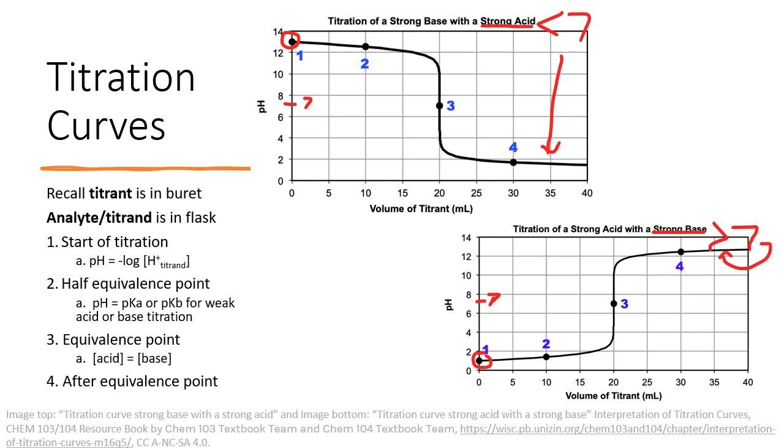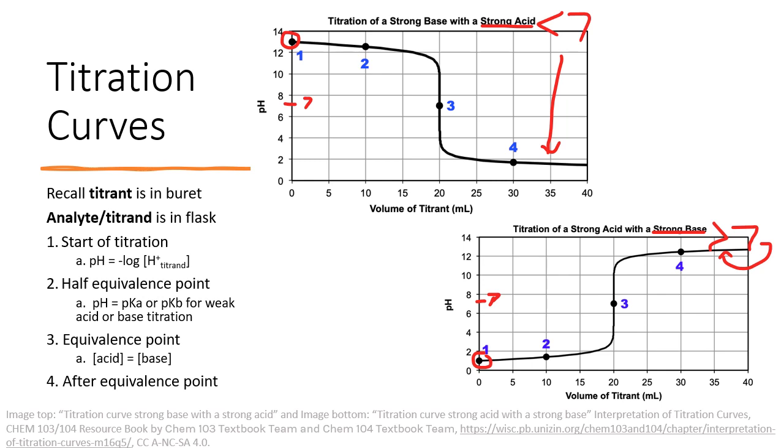For the second point, that is the half equivalence point on this graph. At that point, the HA concentration is equal to the A minus concentration. So if you have a weak acid or base, this is the point at which pH equals pKa. If you have a strong acid, strong base titration, then you just use subtraction and you figure out how much acid or base that you started with you have left.